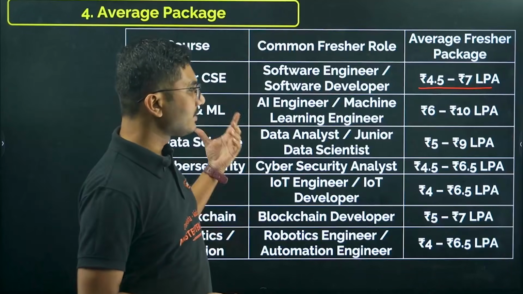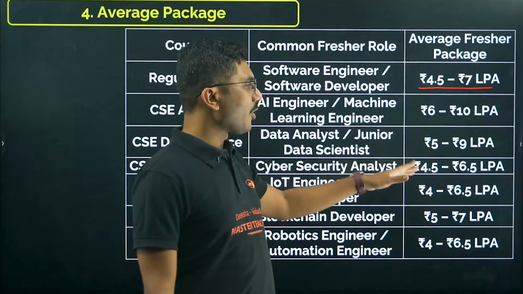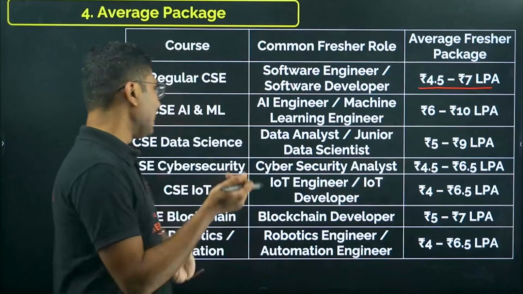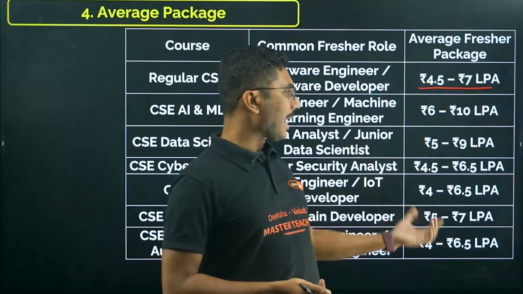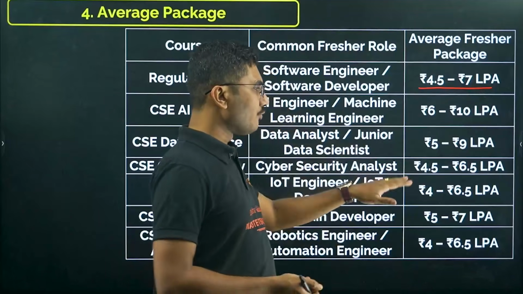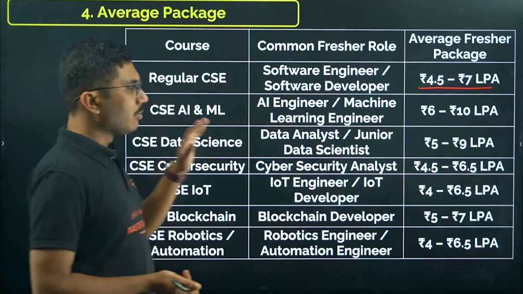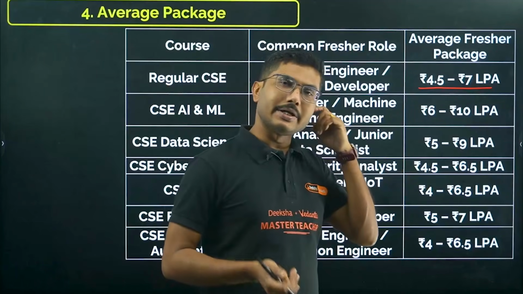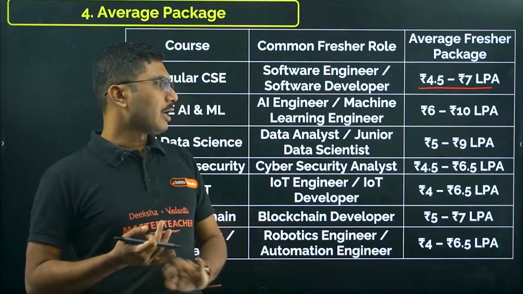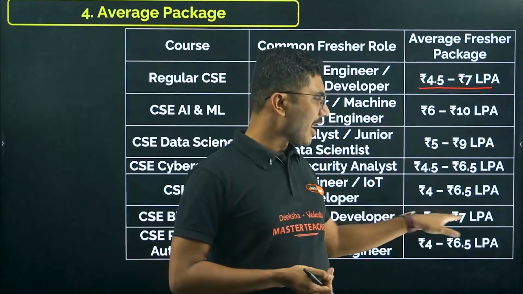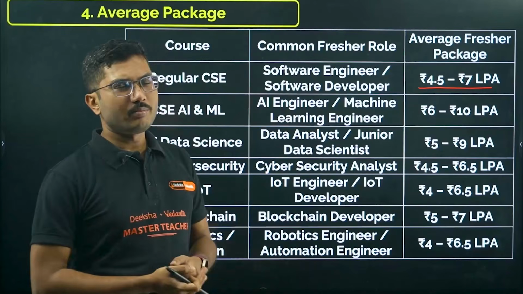Cyber security analysts. This is not very high, not very low. 4.5 to 6.5 LPA. Next is IoT engineer, IoT developer. Again, the package is not very high, not very low. 4 to 6.5 LPA. Okay, blockchain. Now, blockchain developers, it's rare right now. That's why there is a demand for them. Package is 5 to 7 LPA, but the job opportunities are not very high in blockchain technology.